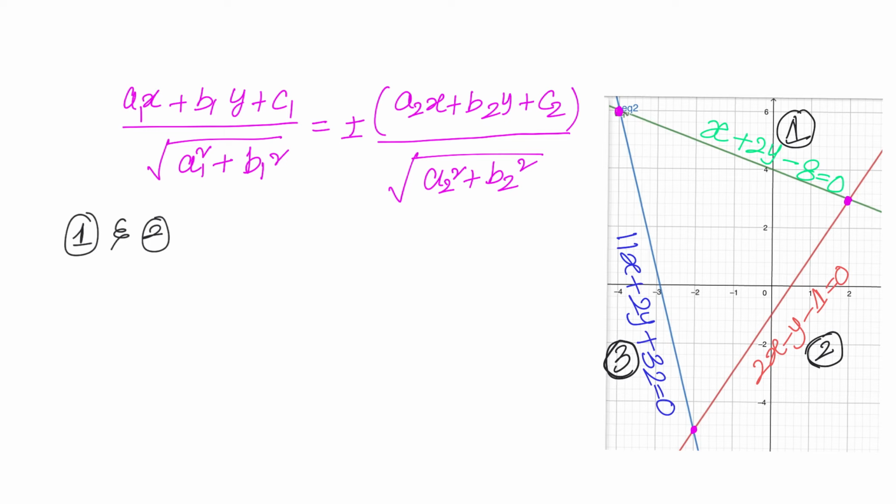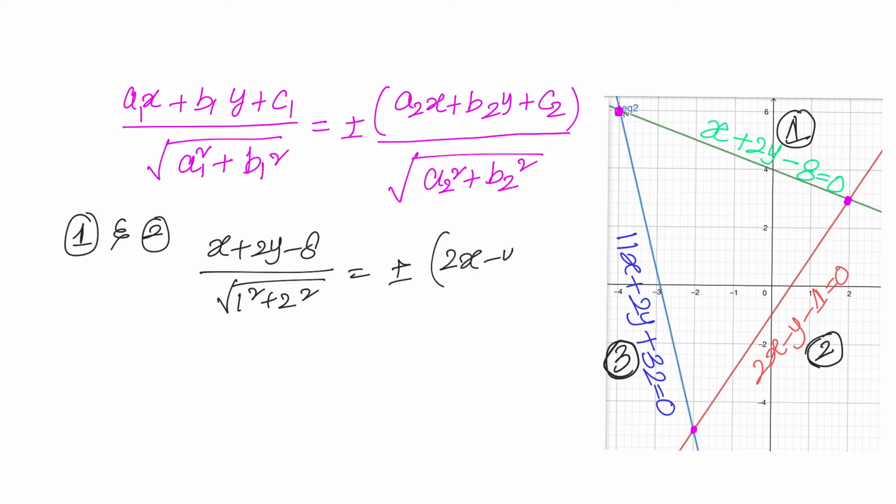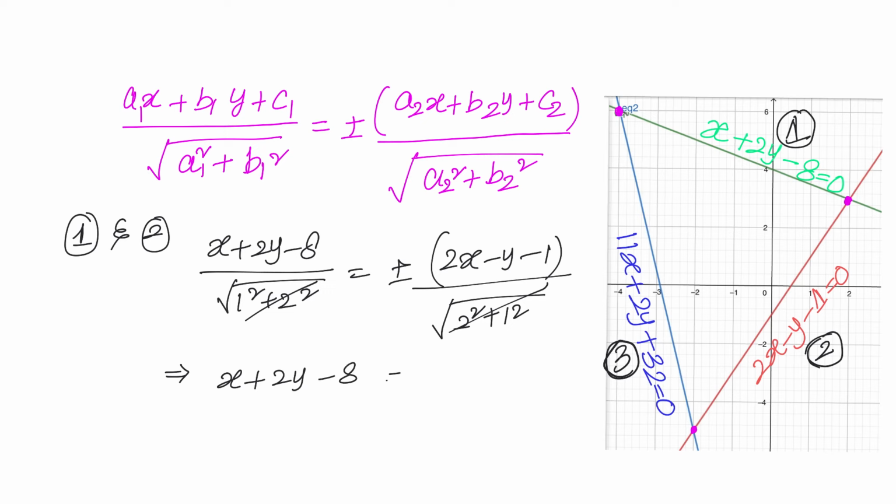For line 1, I'll write x plus 2y minus 8 divided by root of 1 square plus 2 square equals plus or minus the second line, 2x minus y minus 1 divided by square root of 2 square plus 1 square. Now these two denominators are the same, so we can simplify that. So we have two equations. One is x plus 2y minus 8 equals 2x minus y minus 1. Another one is x plus 2y minus 8 equals minus 2x plus y plus 1.